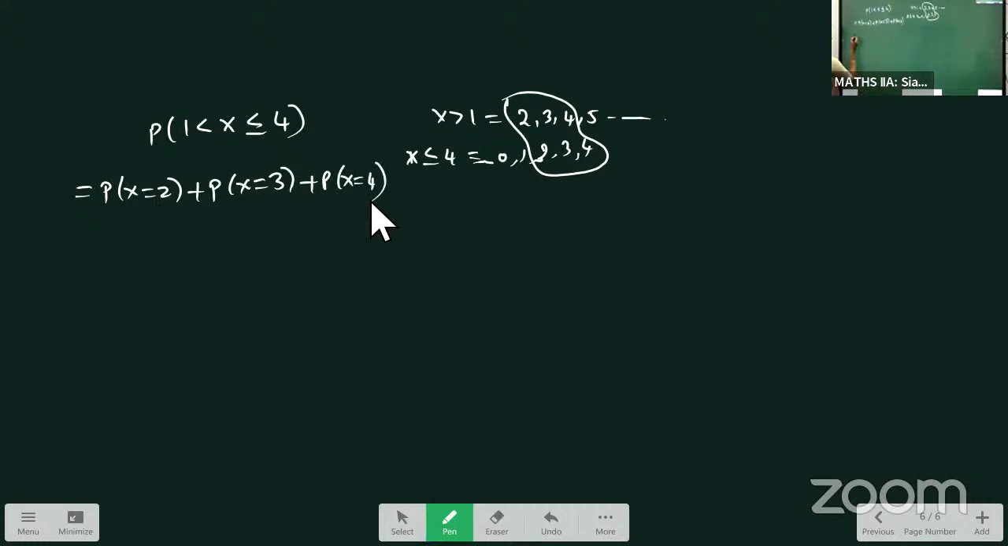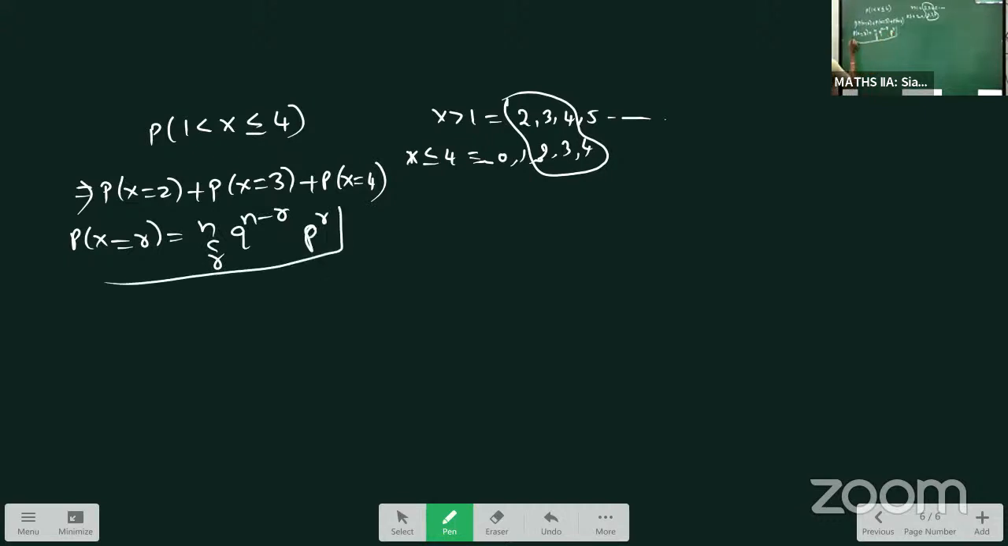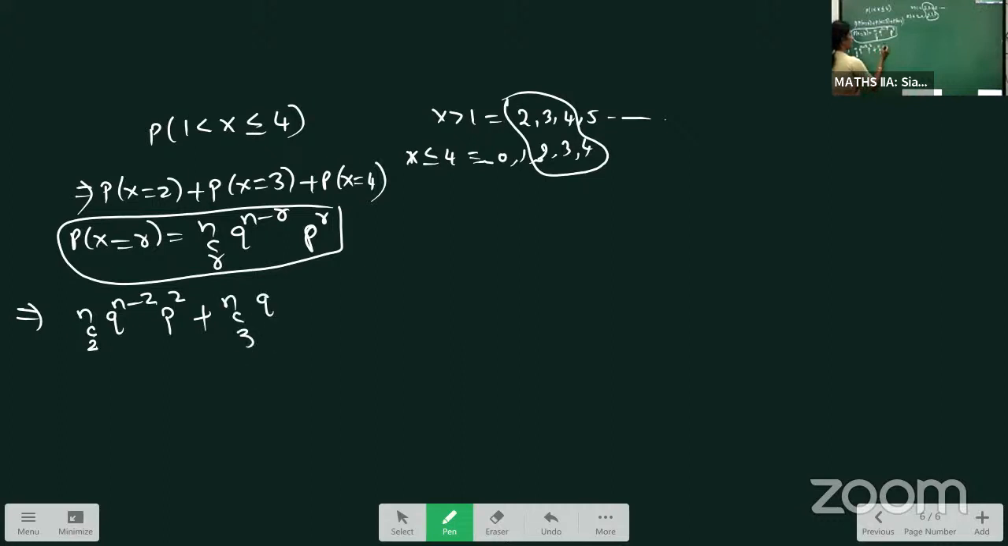Apply binomial distribution. P of X equal to r; the formula is nCr, q power n minus r and p power r. Substitute this value. P of X equal to 2 is nC2, q power n minus 2 and p power 2, plus P of X equal to 3, nC3, q power n minus 3 and p power 3, plus P of X equal to 4, nC4, q power n minus 4 and p power 4.